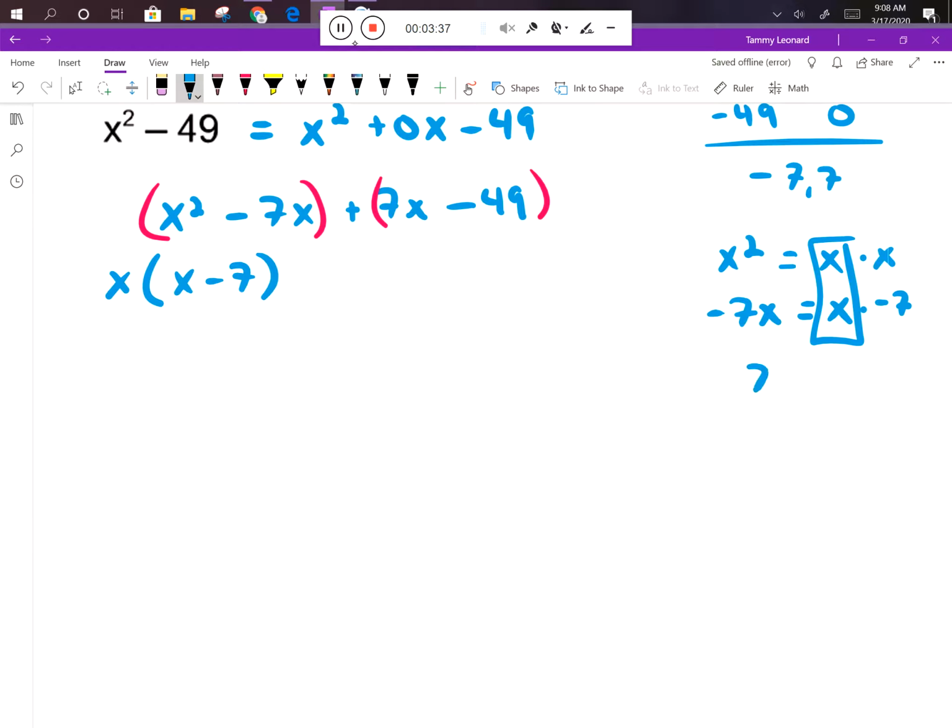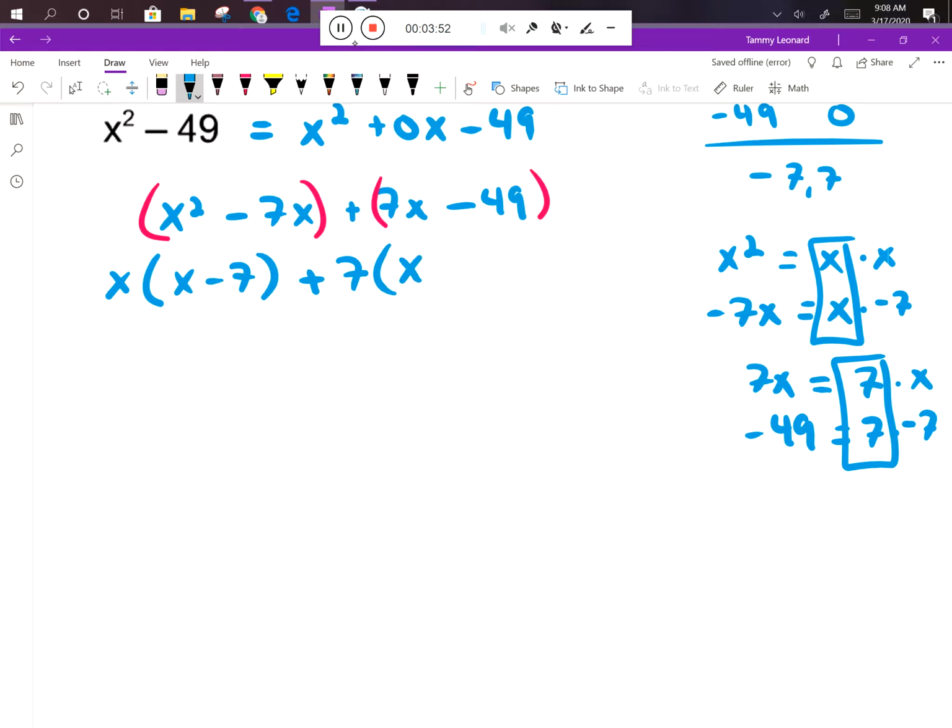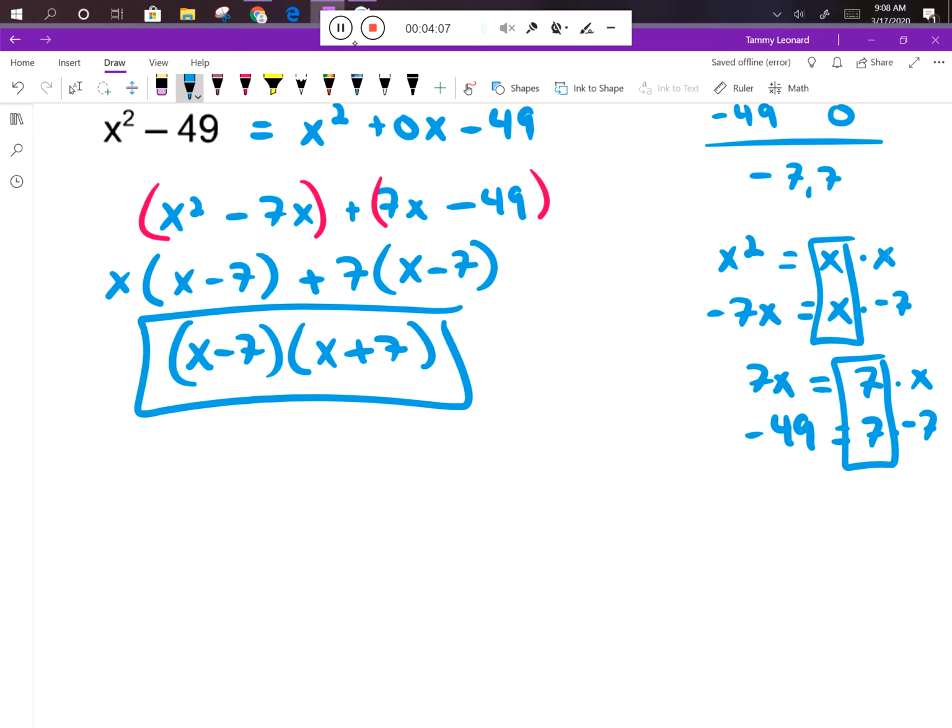Then I have a 7x and a negative 49 to look at. Well, they have 7 in common, and I would multiply the 7 by x to get to 7x and by a negative 7 to get to negative 49. So I factor out that positive 7 that they have in common, and it leaves behind an x minus 7. Well, the first half of the problem and the second half of the problem both have an x minus 7. So I factor out x minus 7, and I can see that that leaves an x plus 7 for my other binomial.